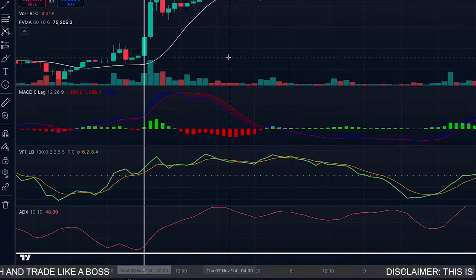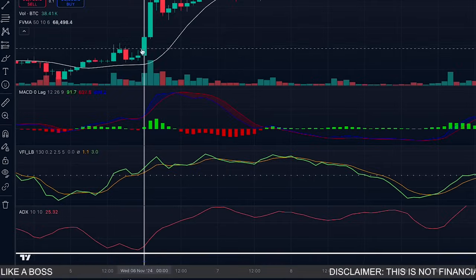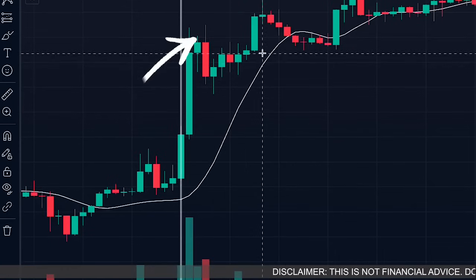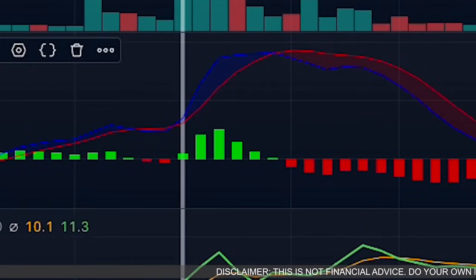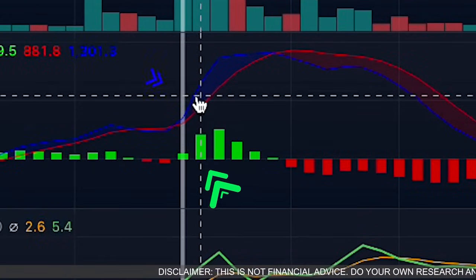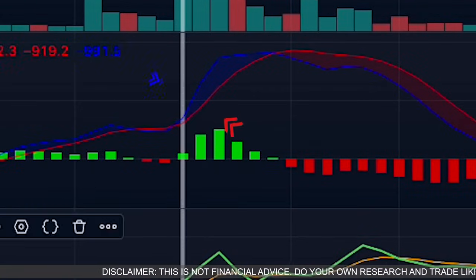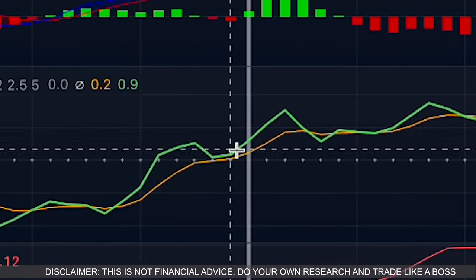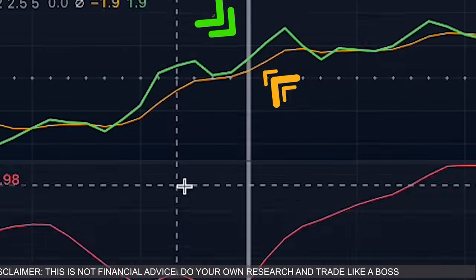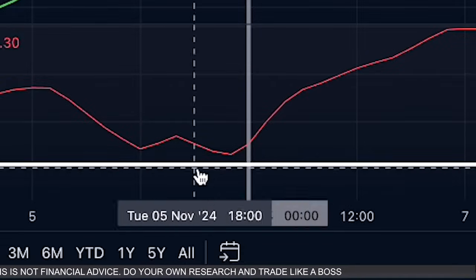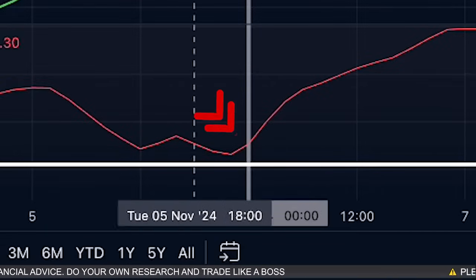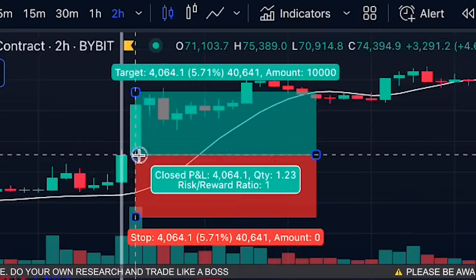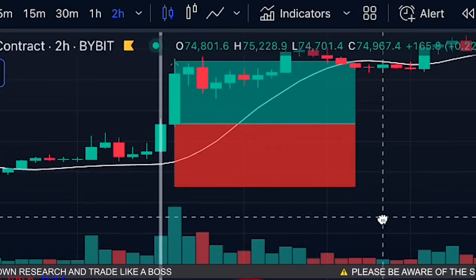Okay, so now let's have a look very quickly at this entry that we marked out earlier. We are trending above the FVMA. Our MACD zero lag is in the green and the blue is above the red. The volume flow indicator is green above orange, and the ADX finally is above our threshold, so we can take this entry just here. I'm going to set a long position to the open of the following candle.